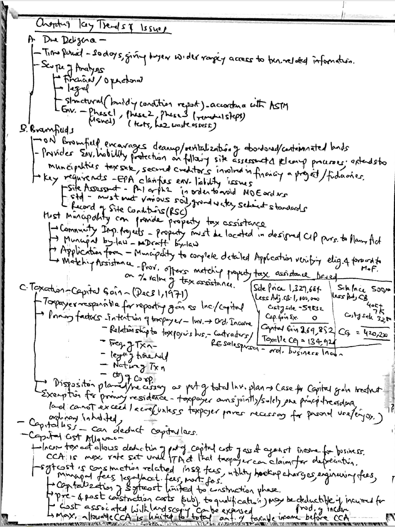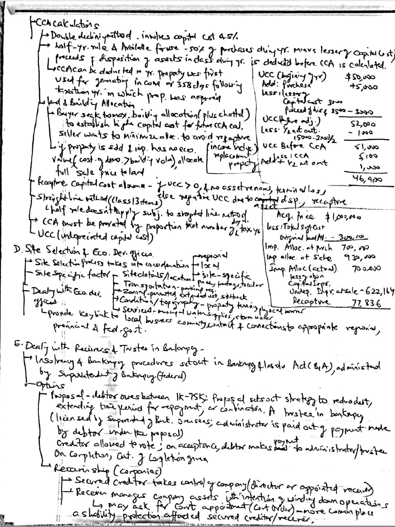Now the calculation of capital cost allowance. There are basically a few aspects here. There is the declining balance method, there's the half year rule and available for use, and there is land and building allocation, followed by the recapture of capital cost allowance, and then we'll discuss the straight line method for a taxation year that is less than 12 months, and undepreciated capital cost. So let's talk about the CCA calculation.